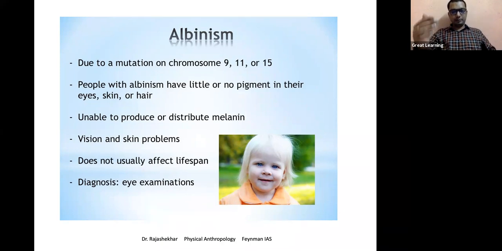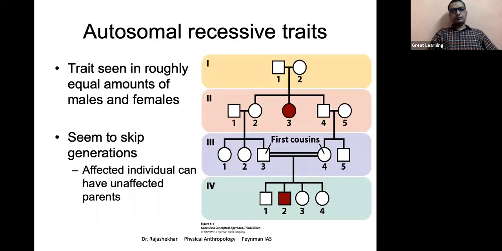Diagnosis can be done by visual appearance. This is an autosomal recessive condition, like sickle cell anemia. We talked about sickle cell anemia, right? The shape of the RBC is affected. The gene for hemoglobin carries a mutation. That's a more deadly disease compared to albinism.